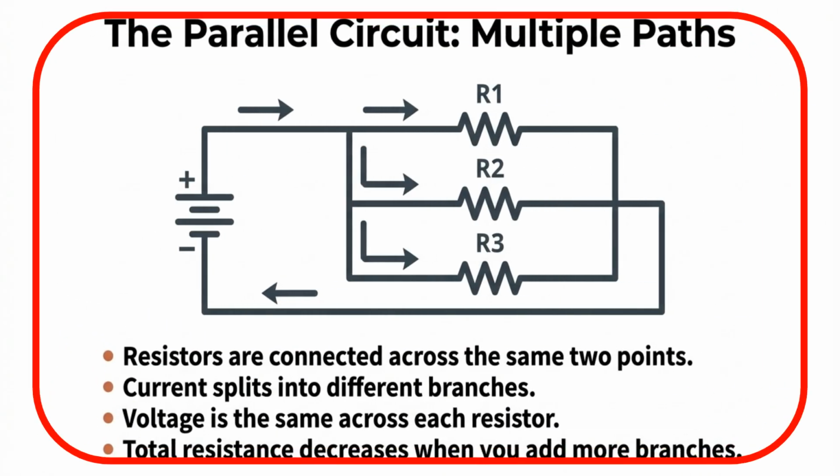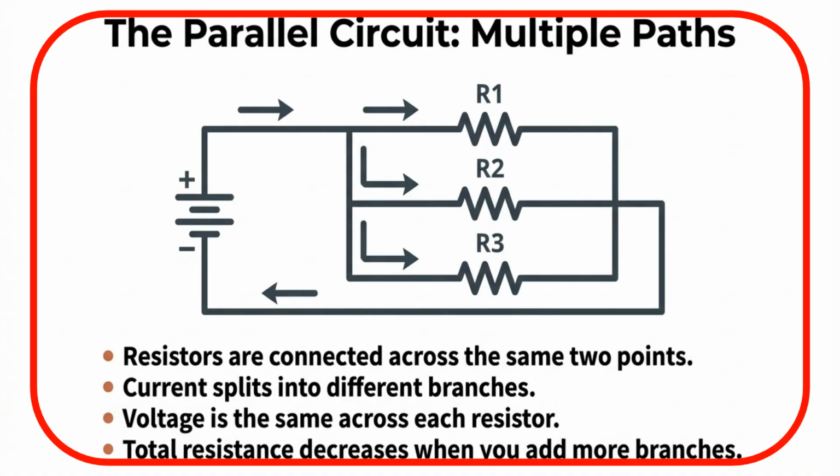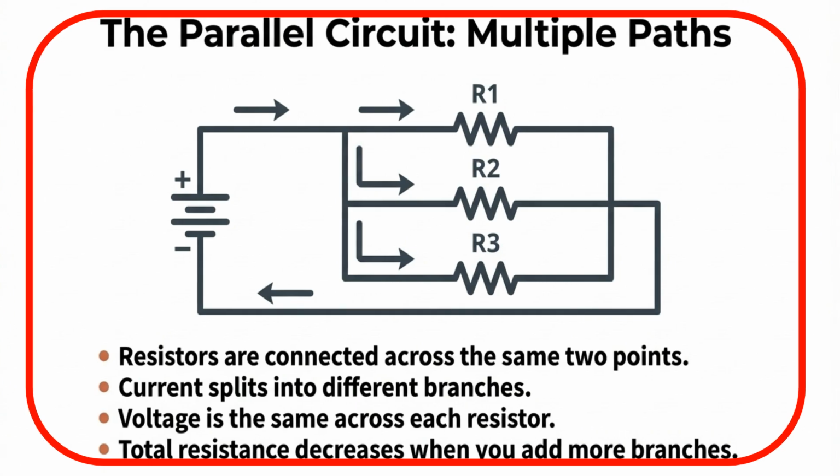The parallel circuit has multiple paths where resistors are connected across the same 2 points. Current splits into different branches, but the voltage is the same across each resistor. Total resistance decreases when you add more branches.